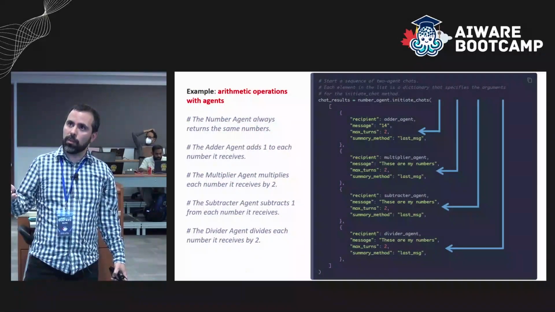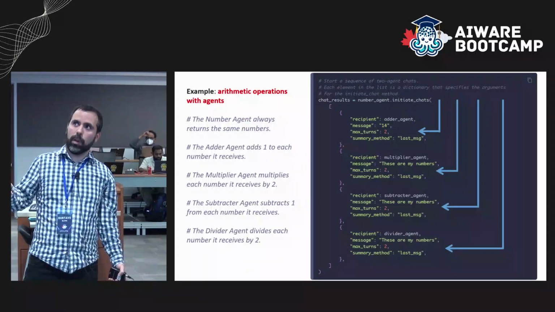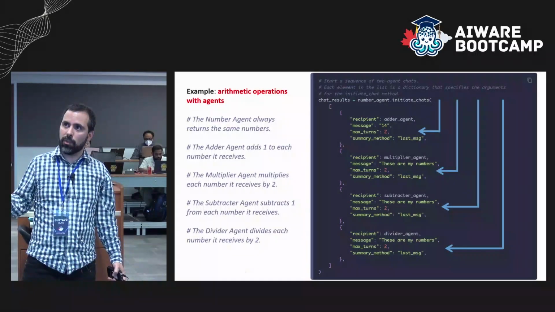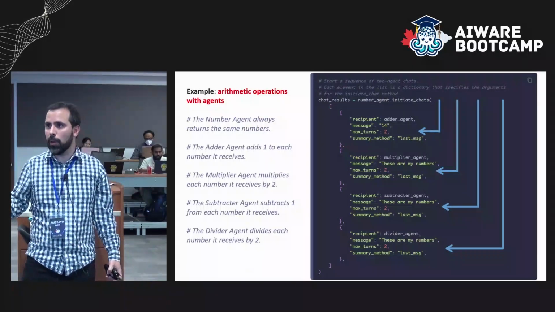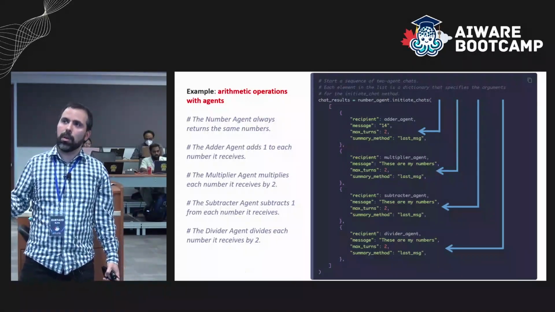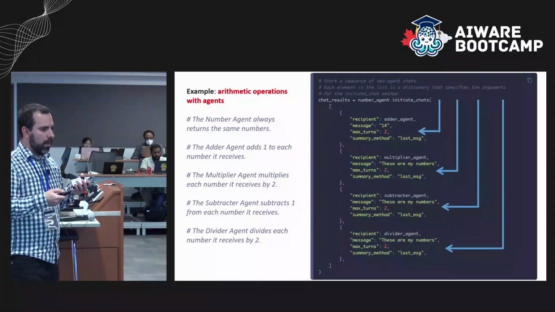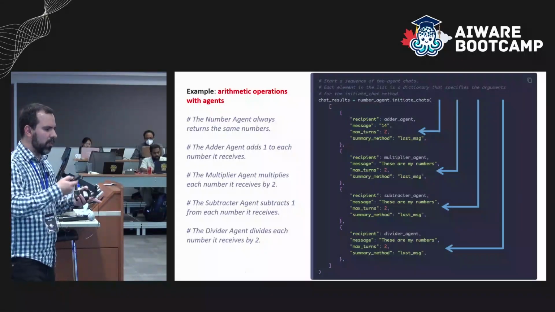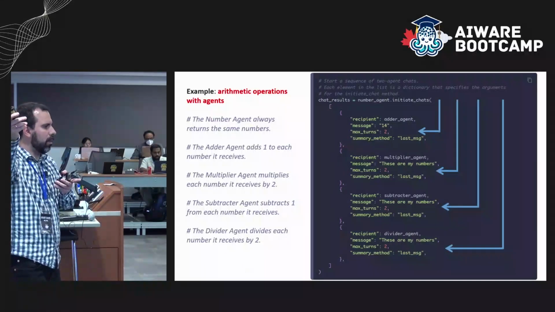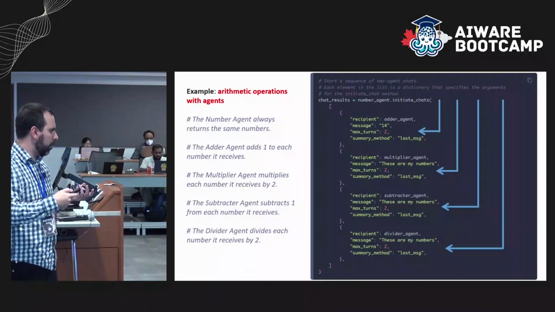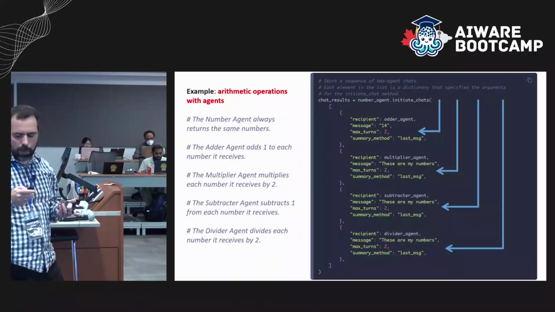So the number agent is the one initiating the conversation, and then it asks the adder agent to add 1 to 14 two times, and then it asks the multiplier, then the subtractor. So it's a very simple example again, but it's just to give you this idea that you have an input, some agent is going to do something on that input, then that's going to be handed over to the next agent, and potentially you're going to end up solving a very hard problem, right?